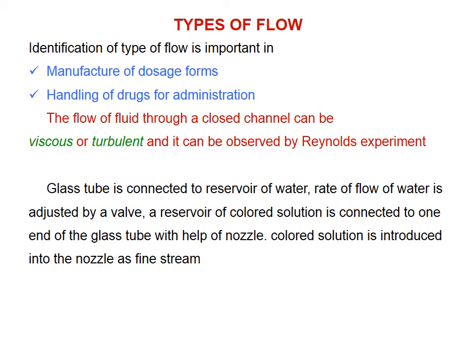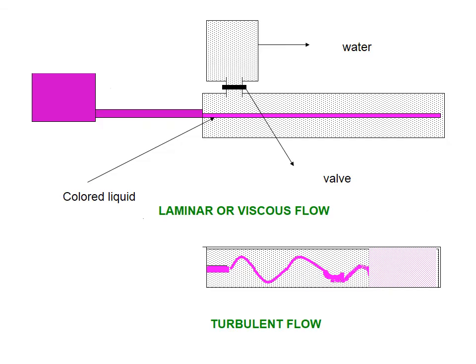Next slide, the diagram representation of that glass tube, nozzle, valve and reservoir of the water. This is the water reservoir, connected through a valve to the glass tube, and the colored liquid is adjusted by a nozzle, and there are two types of flow, one is laminar flow and next is turbulent flow.